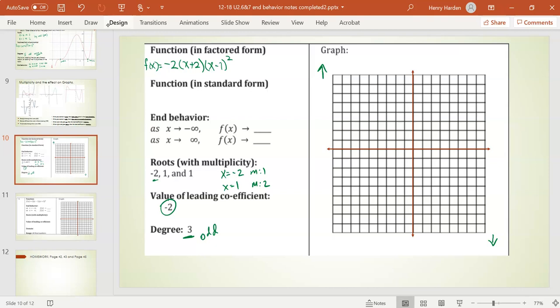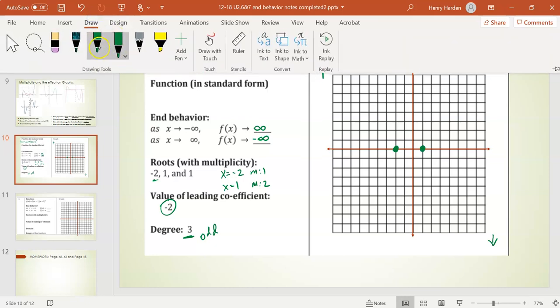Okay, now, I'll do standard form at the end here. Okay, so in terms of sketching the graph and the end behavior, because it's an odd degree and the leading coefficient is negative, I know that this is going to point down, but then this is going to point up because of the opposite sides. And then I go to my roots, -2 and +1. And then I sketch the graph from there.